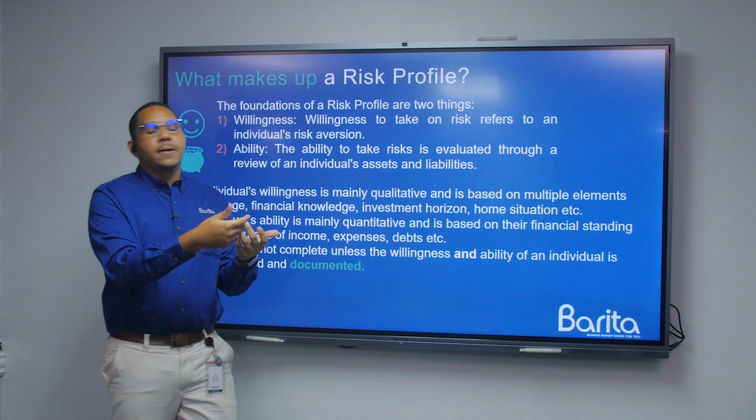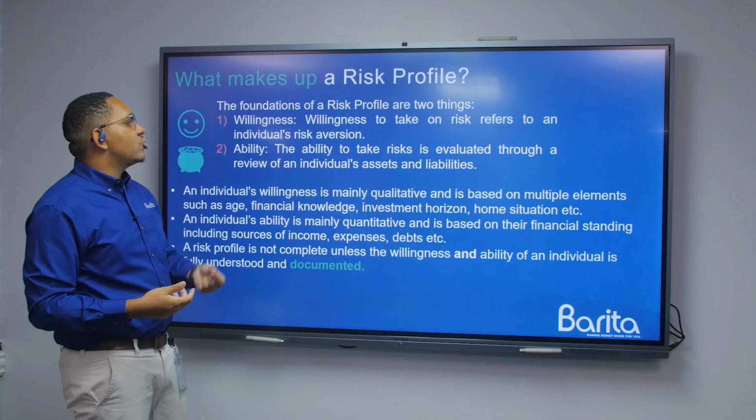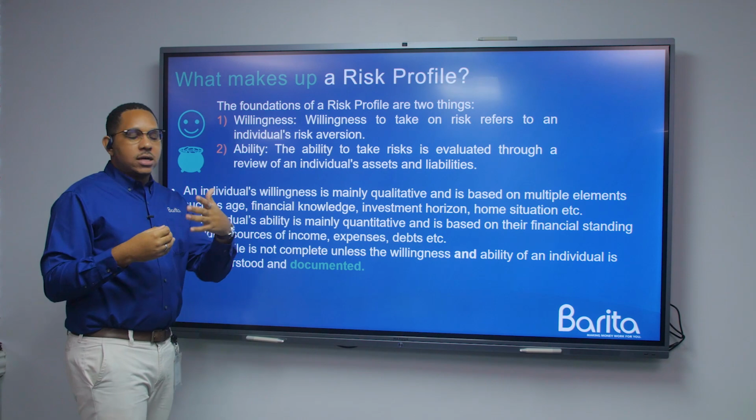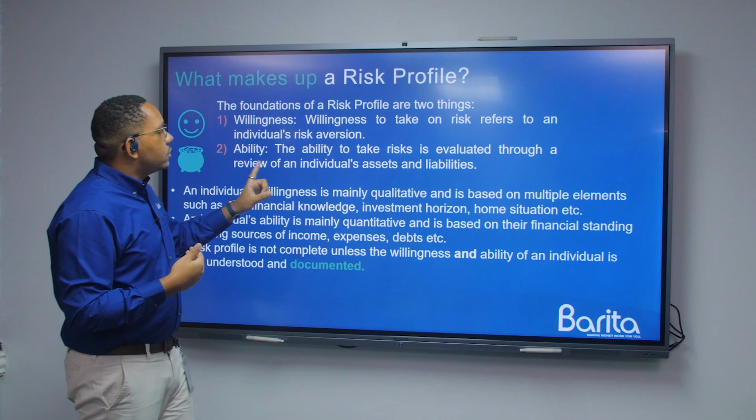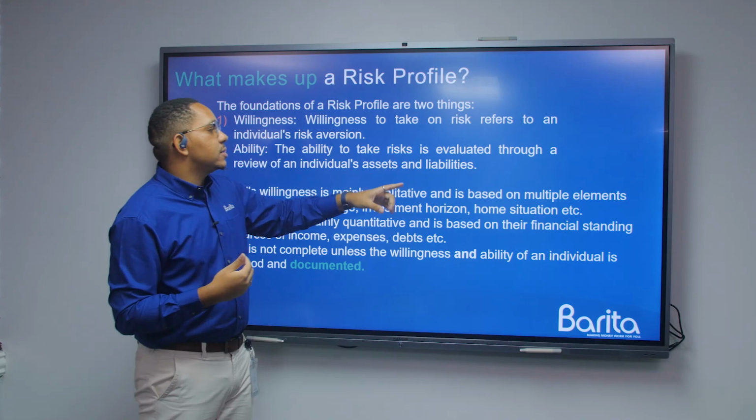So a person's willingness is essentially them saying, I'm willing to take on more risk, or I'm willing to take on less risk. I understand what I am investing in. I am willing to take that risk or not. Ability, though, evaluates a person's actual ability or reviews their individual assets and liabilities. Now, I may be willing to take on the risk of a bond, but bonds are expensive. Hence, I may not be able to take that risk. So that's why these things go hand in hand.